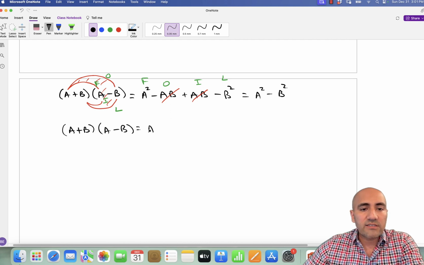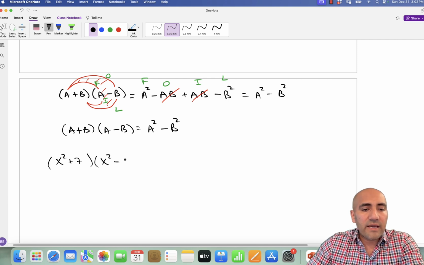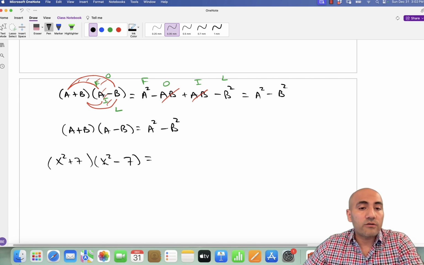A pattern is just to say that this is going to be a squared minus b squared, right? For example, if I had x squared plus 7 times x squared minus 7, I can recognize that this fits this form, where the a is an x squared, the b is a 7. Good. And if I wanted to FOIL this out, I could do that, or I can save myself some time and realize that it fits a certain pattern.